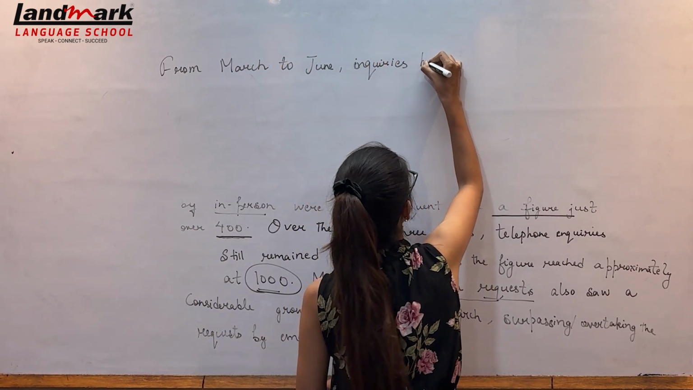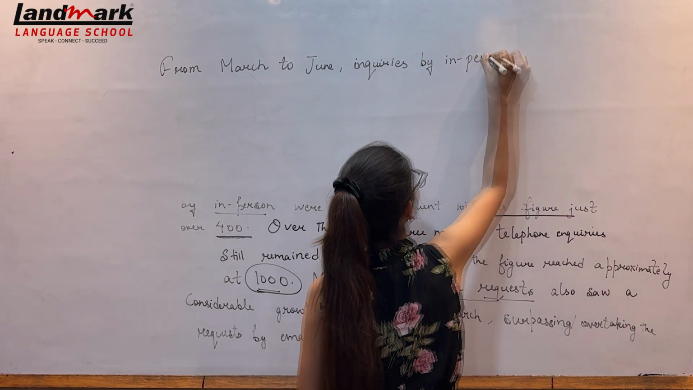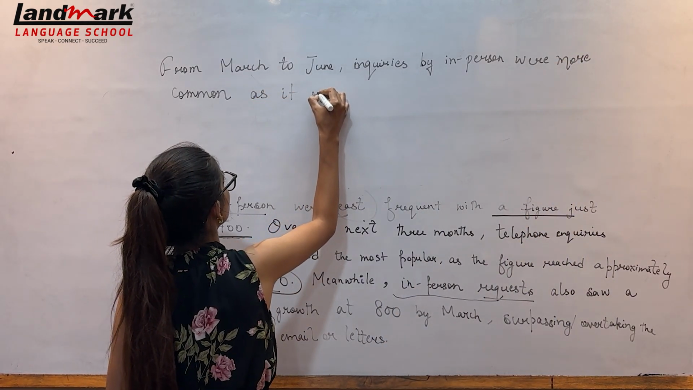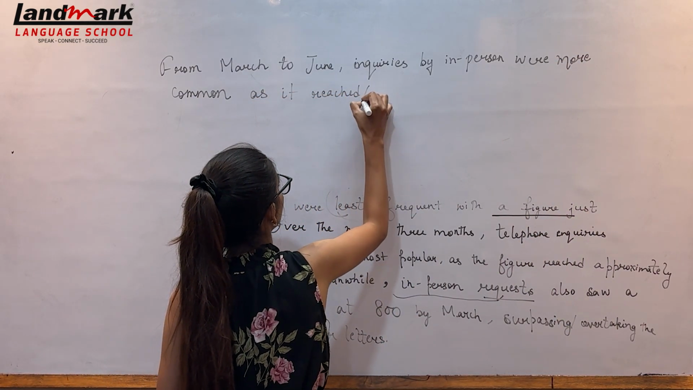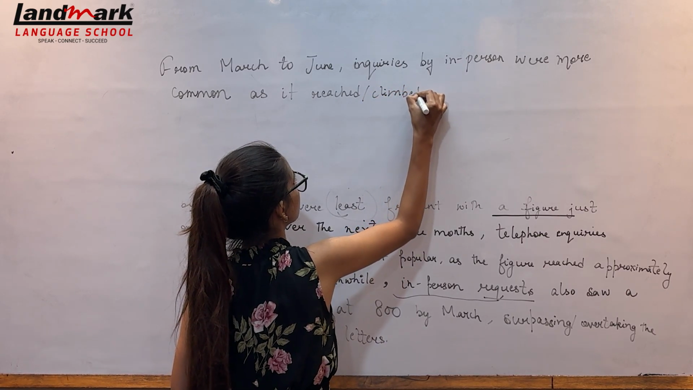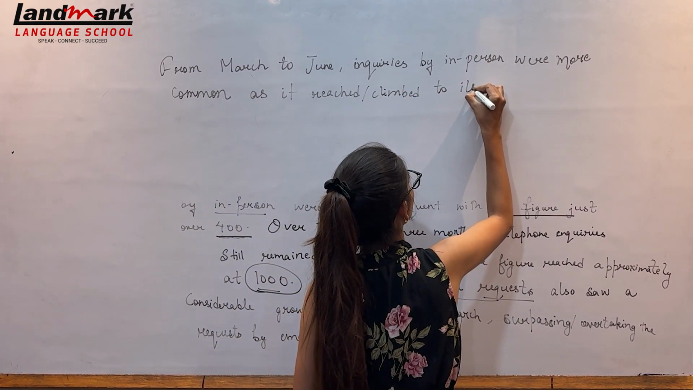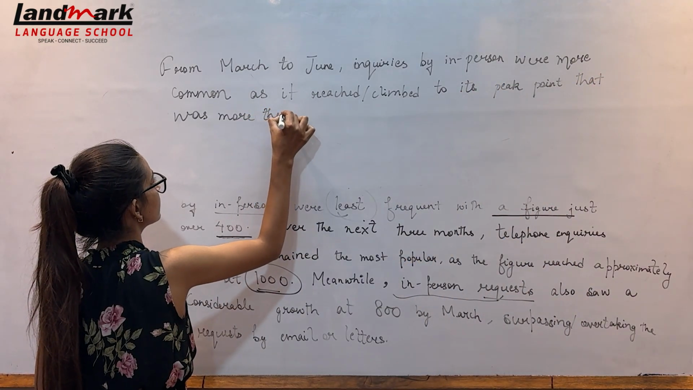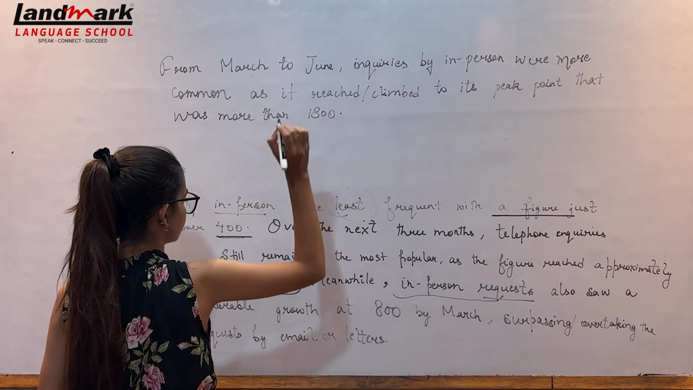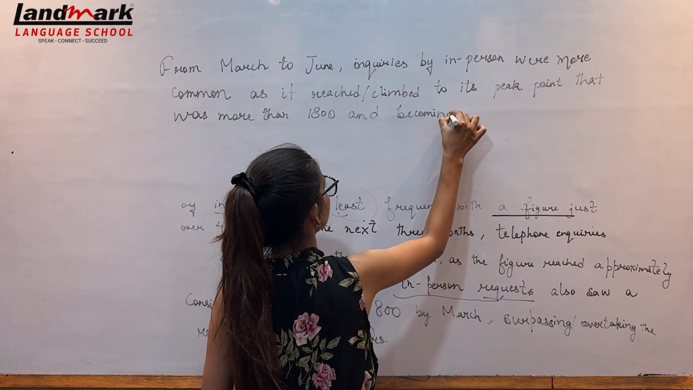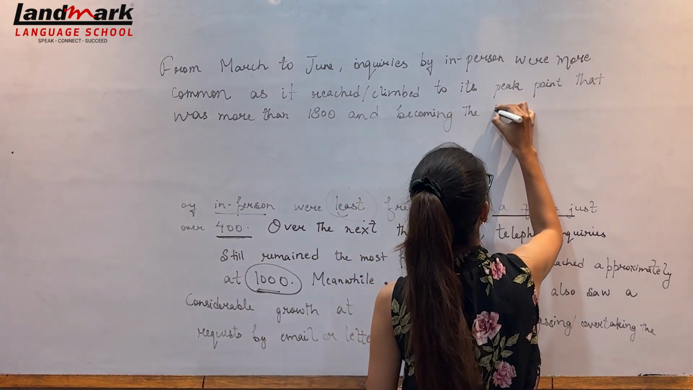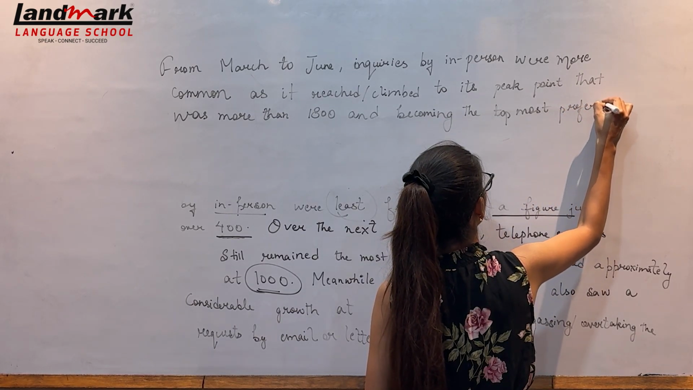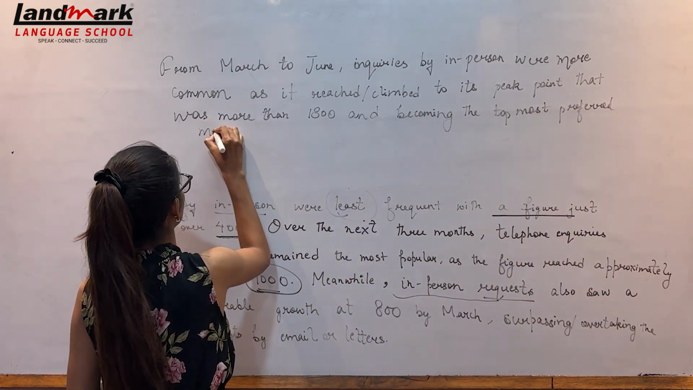Okay, so now just continuing this, we will write from March to June, inquiries by in-person were more common, as it reached, or you can write climbed, to its peak point, that was more than 1800, and becoming the topmost preferred method.